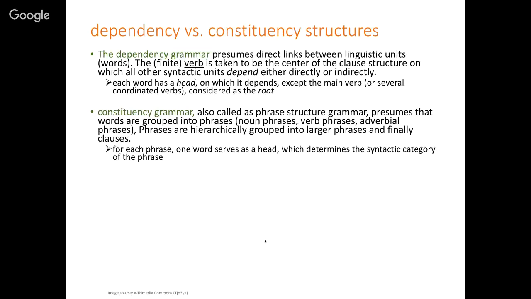And then the other option is constituency grammar, also called phrase structure grammar, and it presumes that the words are grouped into different kinds of phrases. So there are noun phrases, verbal phrases, adverbial phrases, etc. And these are hierarchically grouped into larger phrases, and finally clauses. And then for each phrase, one word serves as a head.